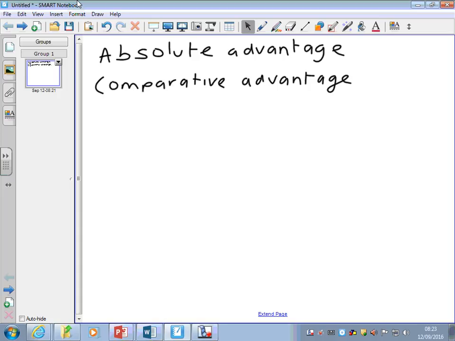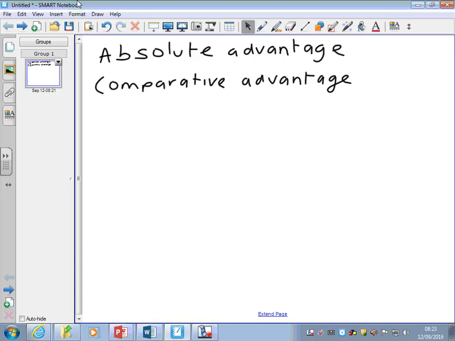Absolute advantage is simple. It's the assumption that one country can produce something at a lower cost than another. So in other words, why make it yourself when you can employ another economy across the world to make it for you at a lower cost and therefore lower price than what you can access.